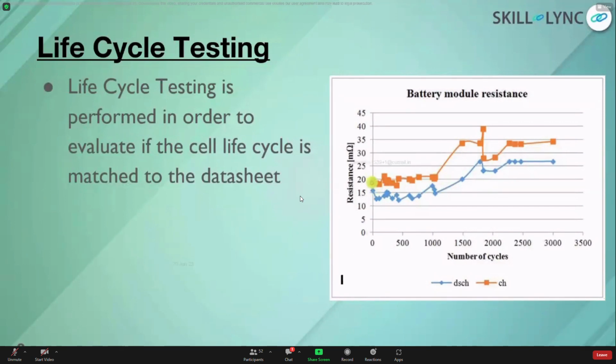The charge is happening here, and the internal resistance is higher in the initial period, which is 20 milliohms. As the number of cycles goes on, till 3000 cycles, at 3000 cycles you can see that it's almost near 35 milliohms internal resistance. So you get the idea. Over the number of cycles we capture the internal resistance, compare it, and plot the graph, and we know what's happening with respect to the life cycle of the cell.